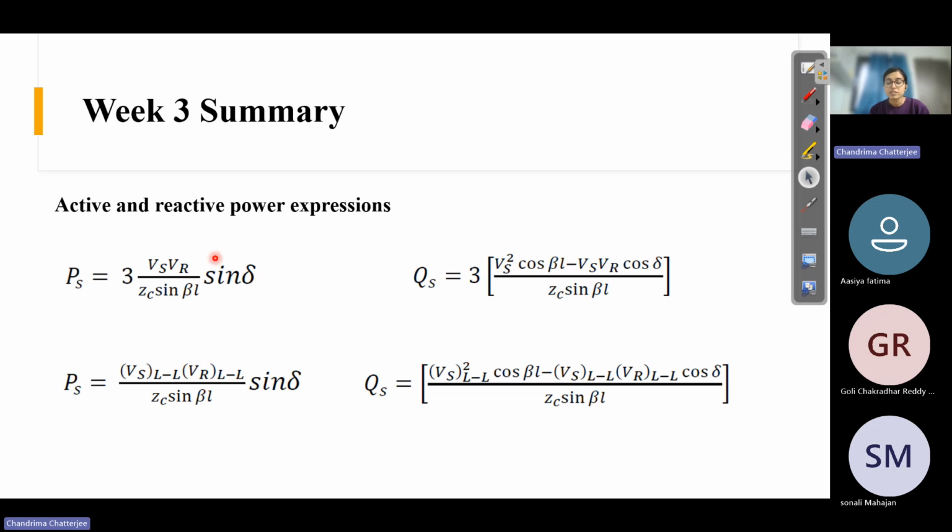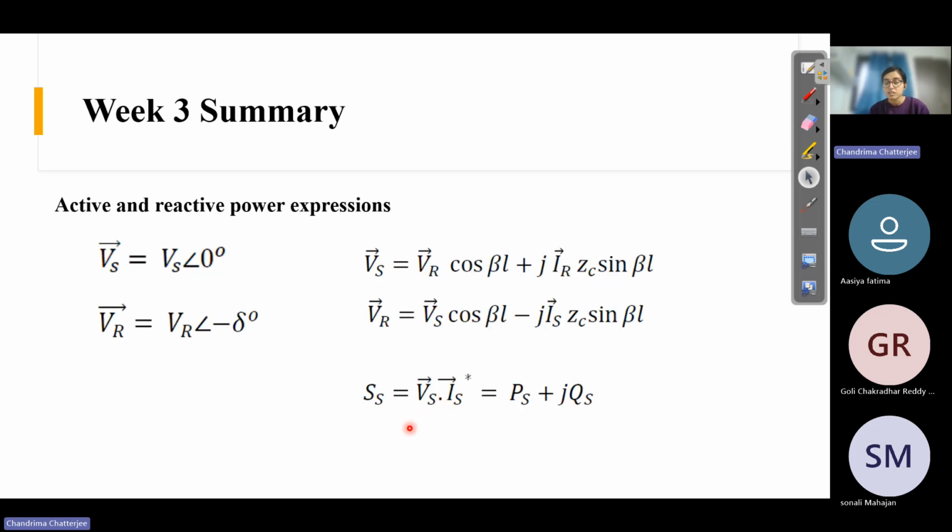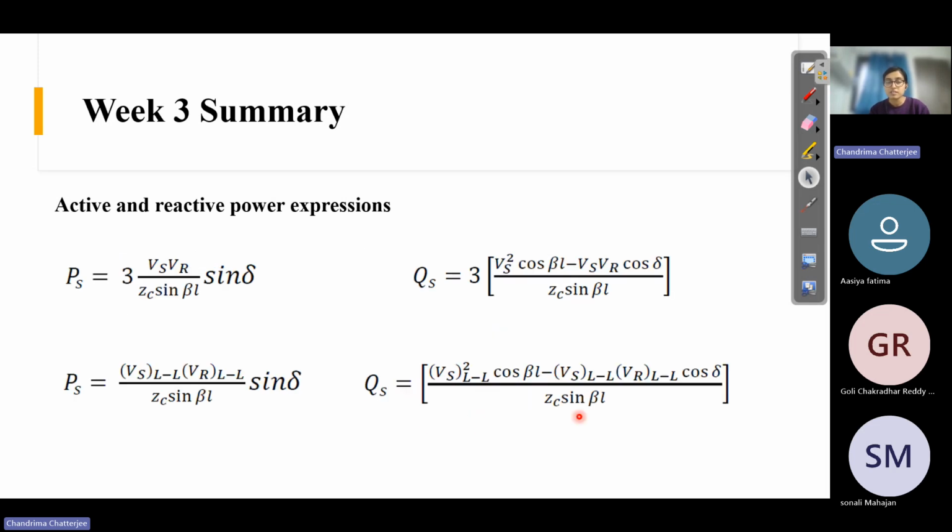So after derivation, if you just replace the expressions, Vs will be this Vs magnitude at 0 degree, and Is you can express in terms of Vr and Vs, right? So from this equation you can replace Is, and you can also find what Is conjugate will be. And if you simplify that expression, you will get this.